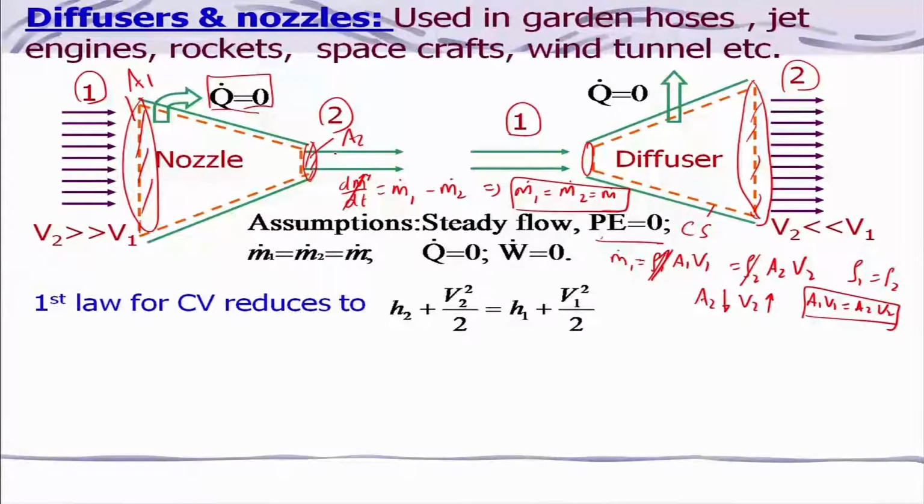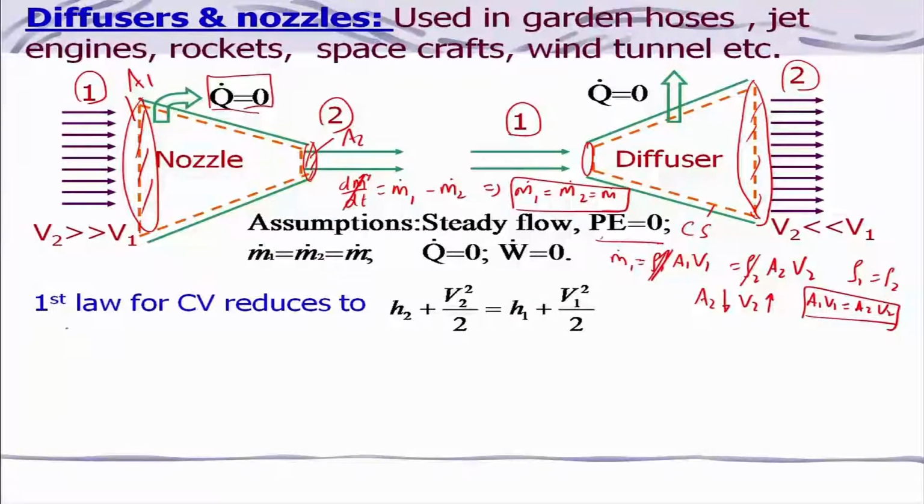What you will be getting is the enthalpy at station 2 plus V2 square divided by 2 is equal to H1 plus V1 square divided by 2. How are we getting this? Any idea?